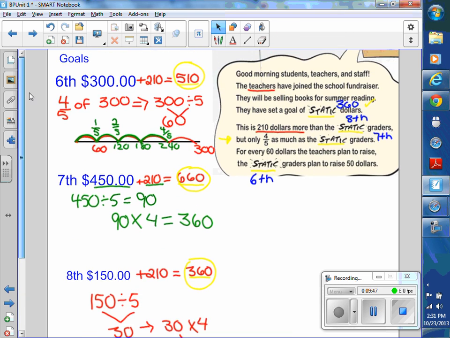So it looks to me like Peter was right. It has to be that they have set a goal of $360. And $360 is $210 more than the 8th graders down here. So the 8th graders is right, and it's 4/5 as much as the 7th graders. So that part was right. For every $60 the teachers plan to raise, the 6th graders, we have to check that still. We haven't checked that one.